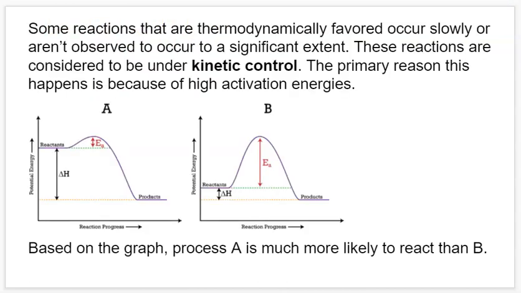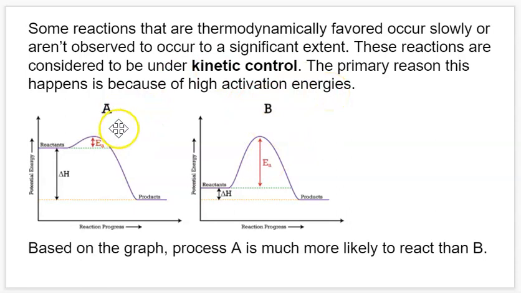Sometimes you'll run into a process that appears to be thermodynamically favored based off of the signs of its state functions, but will either occur really, really slowly or will be observed to occur to not a real significant extent. These types of reactions are said to be under kinetic control, meaning that they're being limited by the kinetics of the situation. A primary reason for this is usually high activation energies.